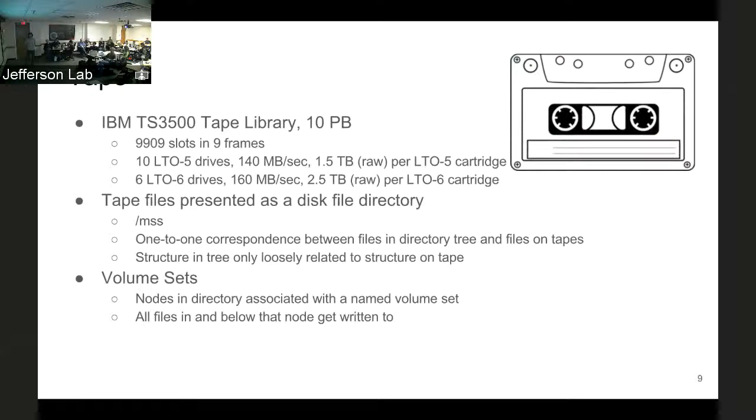The capacity is bigger for the LTO6. Raw means that the data movers also do compression on the way in and decompression on the way out. So this is presumably without any compression.